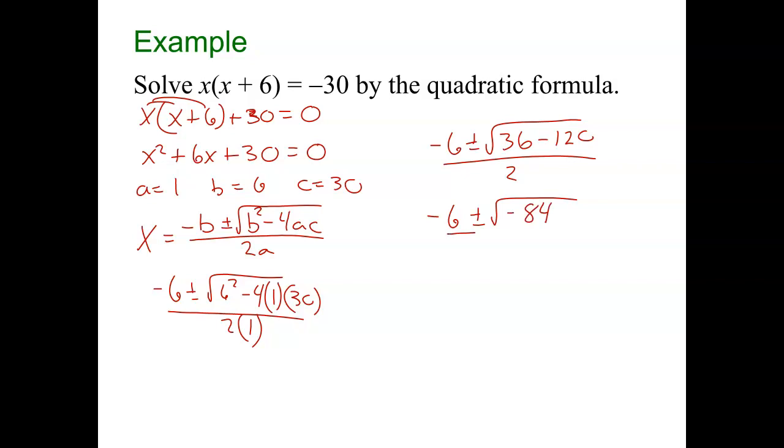Okay. Can I square root negative 84? I'm going to get i, but can I square root 84? No. Can I simplify it? Probably. So I've got negative 6 plus or minus square root of negative 1 and 4 and 21. Right? So I can square root it: 2i root 21 over 2.